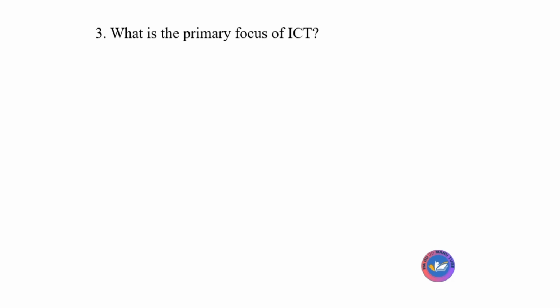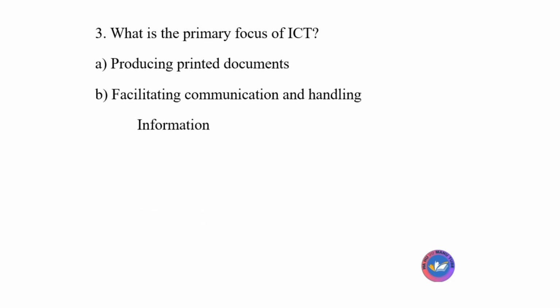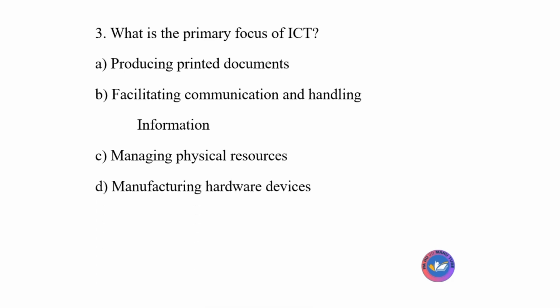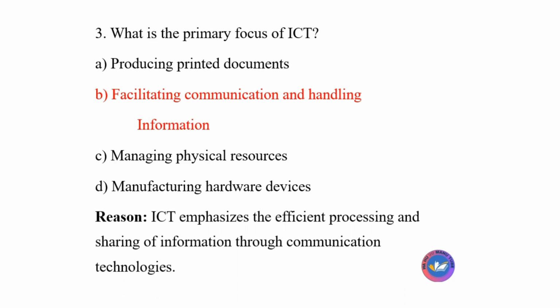Question number 3. What is the primary focus of ICT? A. Producing printed documents. B. Facilitating communication and handling information. C. Managing physical resources. D. Manufacturing hardware devices. The answer will be facilitating communication and handling information. ICT emphasizes the efficient processing and sharing of information through communication technologies.